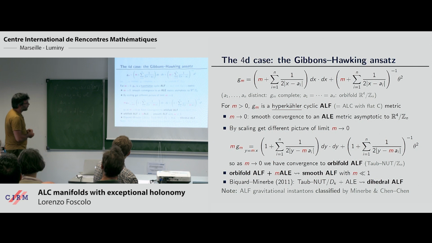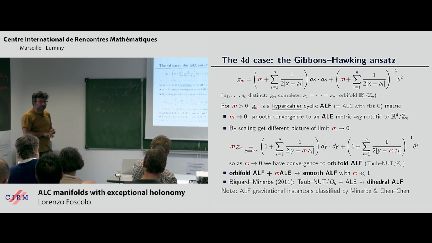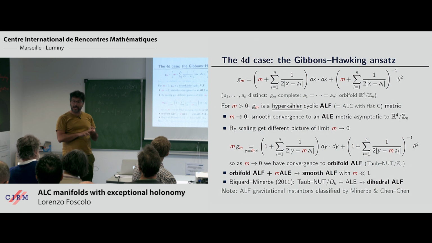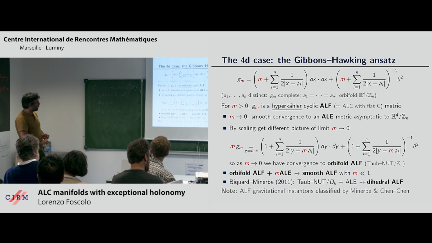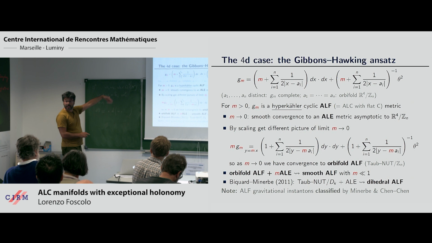There are two exceptional cases where that happens: Spin(7) manifolds in dimension 8 and G2 manifolds in dimension 7. That's what I'm going to focus on. And the moral is that the story is actually qualitatively quite similar to this four-dimensional story.